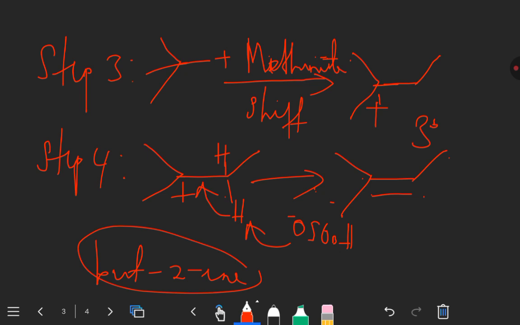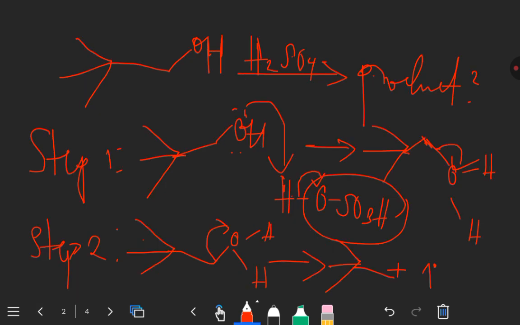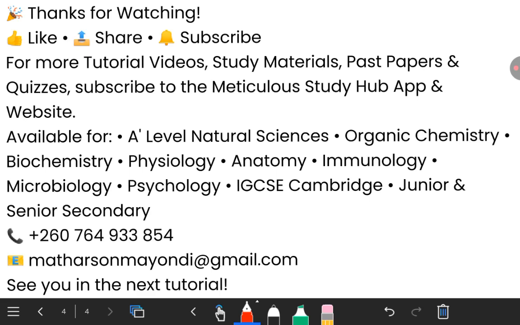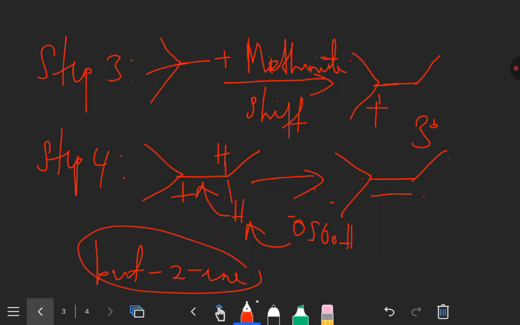But when you're talking about hydration, it is just the opposite. With hydration, we'll start from the alkene, then we form an alcohol. So we can have something like this. Okay, let me go to the next page.